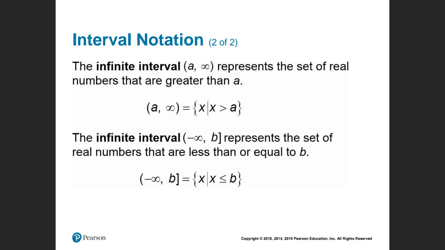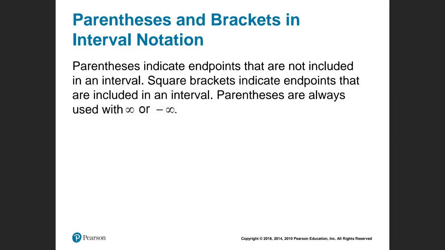So now go to the next one. Parentheses and brackets in interval notation. Parentheses indicate endpoints that are not included in an interval. Square brackets indicate endpoints that are included in an interval. Parentheses are always used with infinity or negative infinity. So if we have infinity, we always use parentheses, never brackets. Okay?